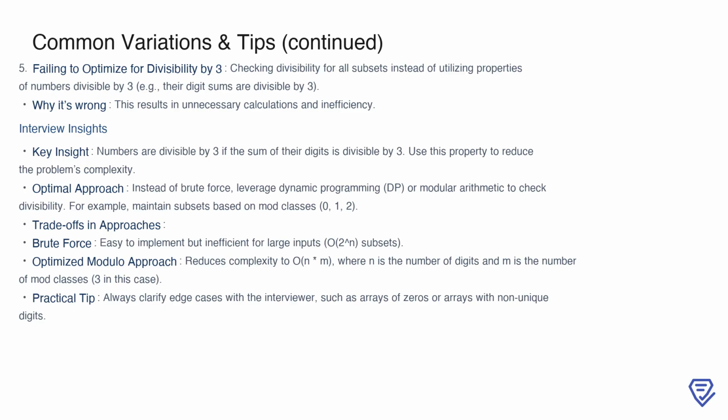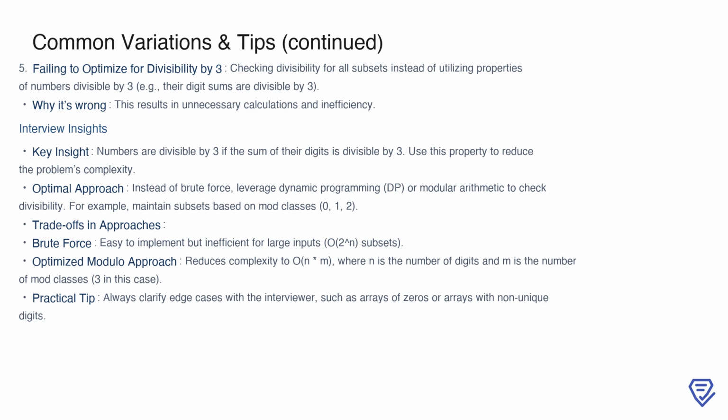To address this, it's crucial to understand a key insight for this problem. A number is divisible by 3 if and only if the sum of its digits is divisible by 3. Using this property can significantly reduce the problem's complexity. An optimal approach might involve dynamic programming or modular arithmetic.